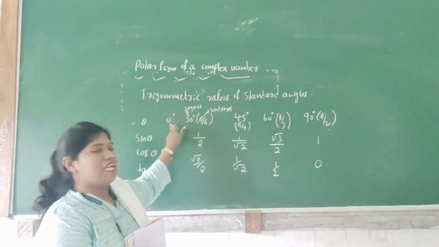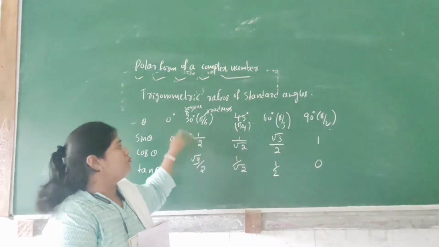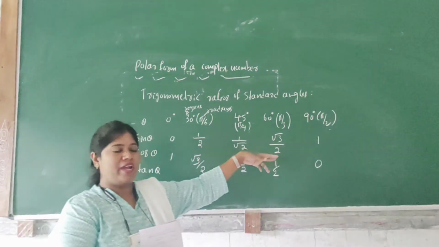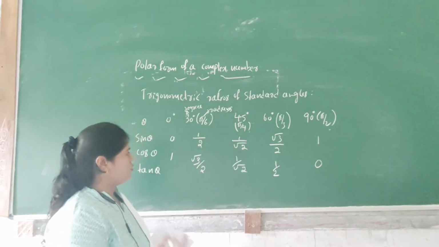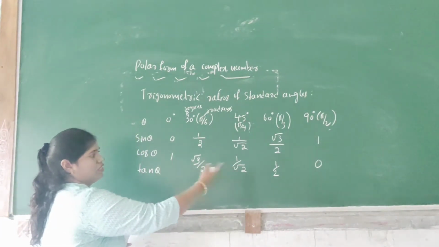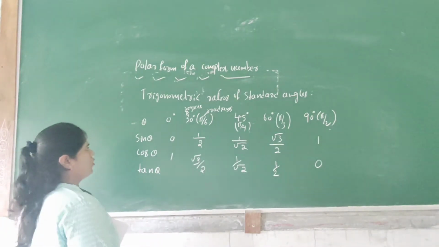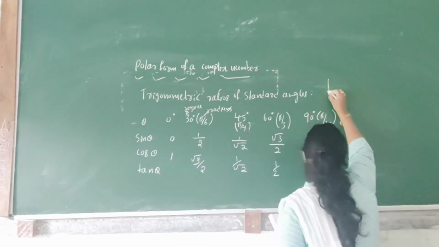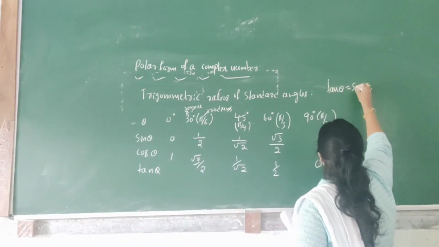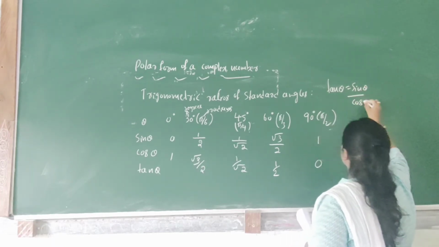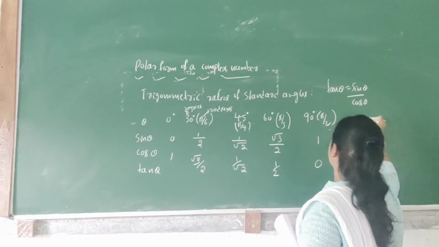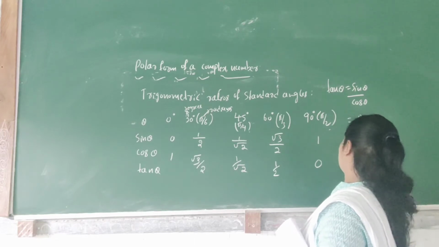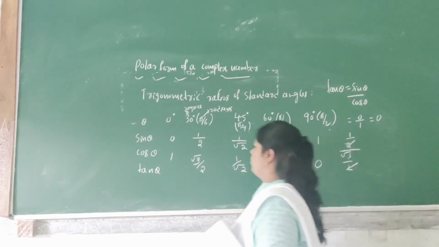Sin 0 degree is 0, sin 30 degree is 1 by 2, sin 45 degree is 1 by root 2, sin 60 degree is root 3 by 2, and sin 90 degree is equal to 1. So writing cos theta, we have to reverse the values. In this one, we know that tan theta is equal to sin theta by cos theta. So sin theta 0 divided by 1 is equal to 0. Then 1 by 2, 1 by 2, root 3 by 2, the 2 will cancel.